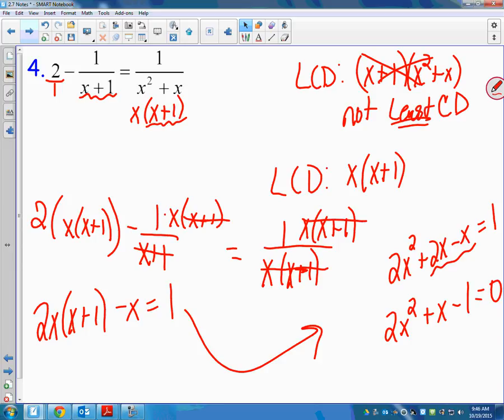Factor, complete the square, or do the quadratic formula. I think that was factorable, right? 2 times negative 1 is negative 2. So we could say 2x minus 1x, right? 2 times negative 1 gives me negative 2, and 2 minus 1 gives me positive 1x in the middle. Or again, just do the quadratic formula if you prefer. If you feel like you always mess up, back to grouping.